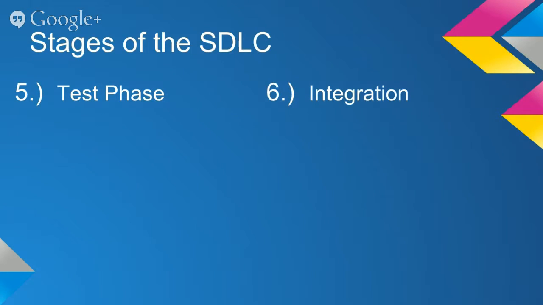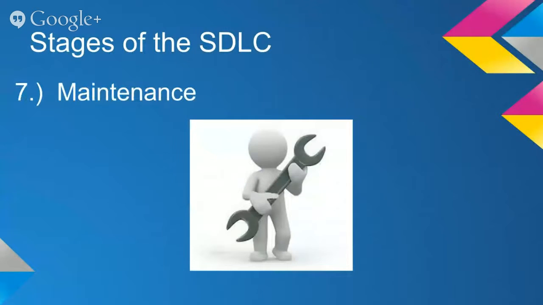The fifth phase is the test phase. In this phase, the new system is tested and evaluated extensively to find out exactly how well it works. The sixth stage, integration, is where the system is implemented into the new company. This can be done using updates or all at the same time using a full-scale conversion.